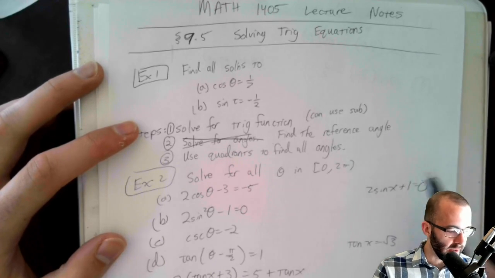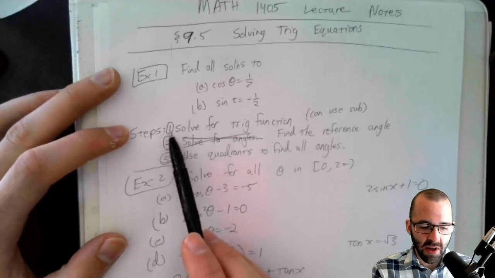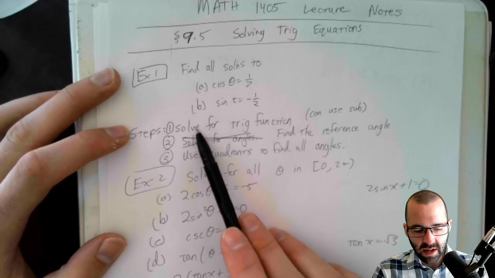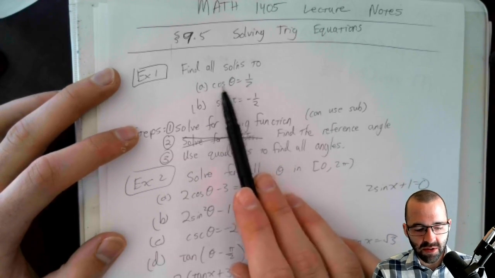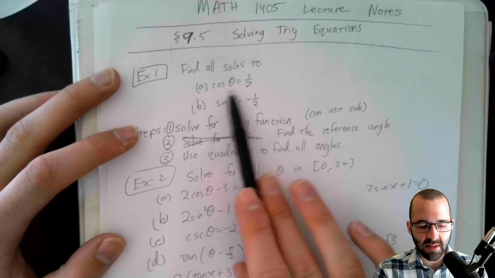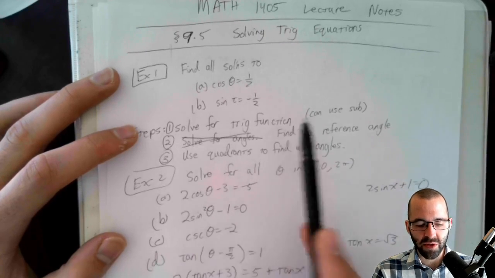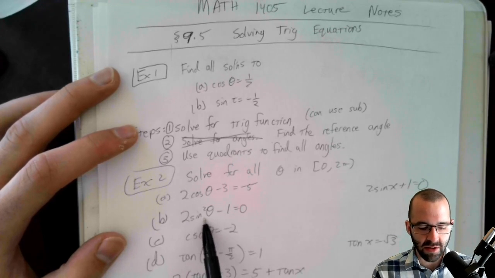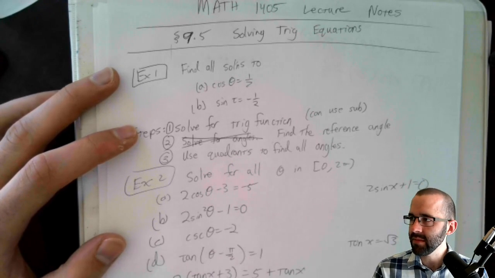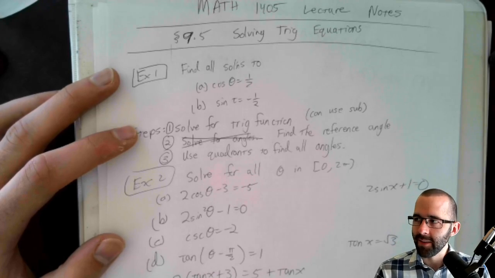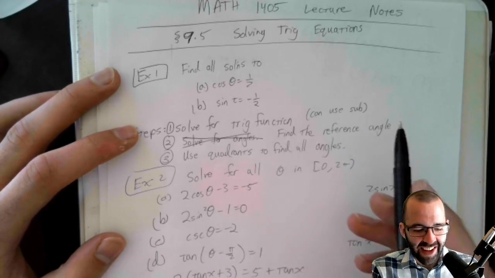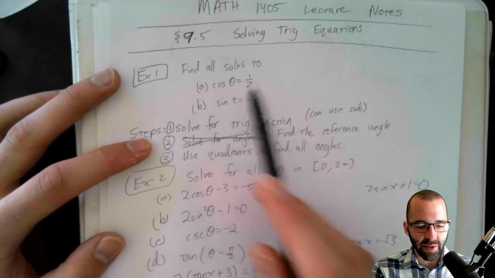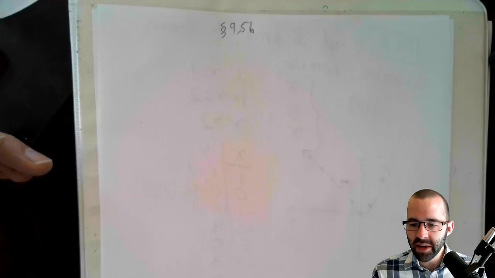Okay. And then remember, to solve the trig equations, first we try to get it to look like this, where we solve for the trig function. So, you know, we added 3 and then divided by 2. We added 1, divided by 2, took the square root for this one. All right. And then we solve it like we did example 1. So that's all we're doing today.